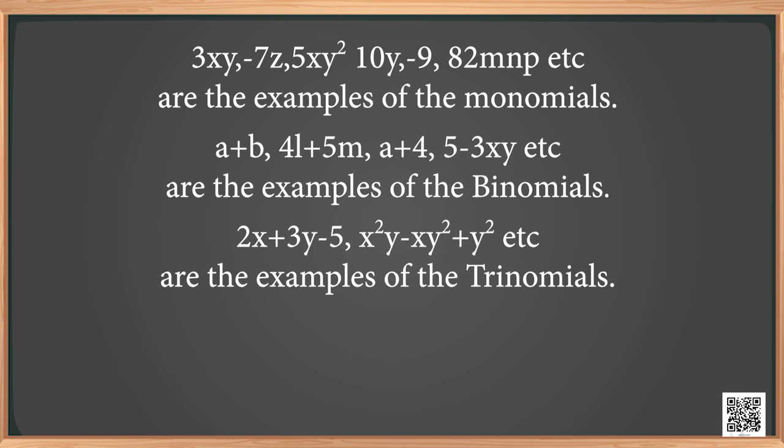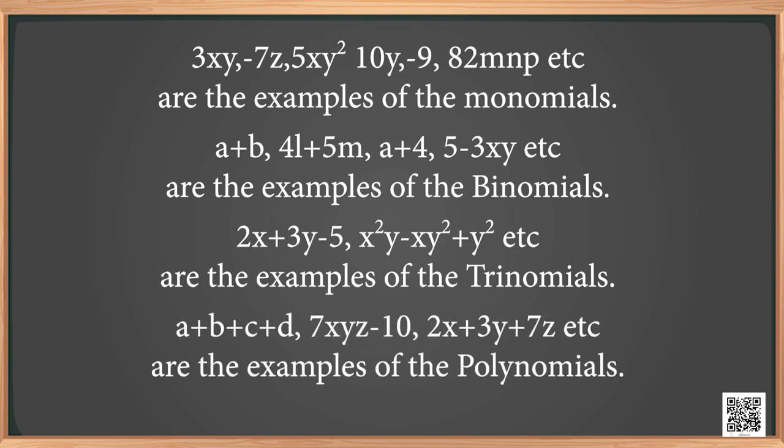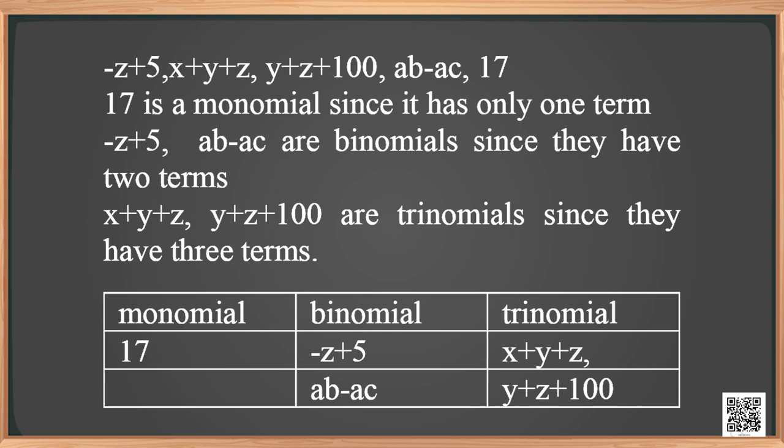2x plus 3y minus 5, x square y minus xy square plus y square, etc. are the examples of trinomials. A plus b plus c plus d, 7xyz minus 10, 2x plus 3y plus 7z, etc. are the examples of polynomials. Now, we will try to classify the following polynomials as monomial, binomial and trinomials. Minus z plus 5, x plus y plus z, y plus z plus 100, ab minus ac and 17.